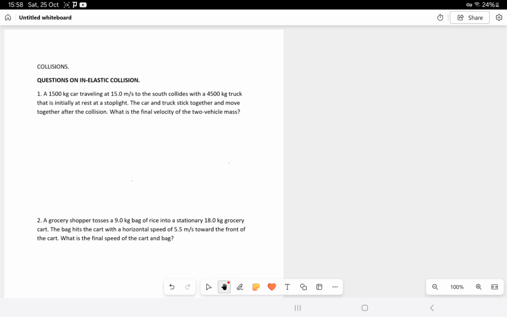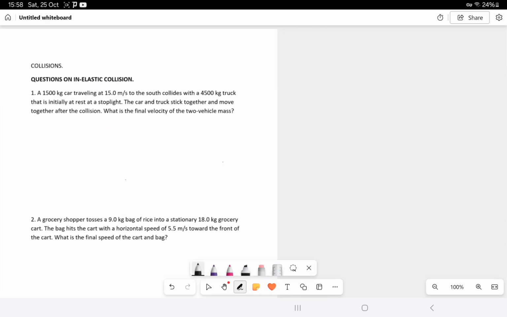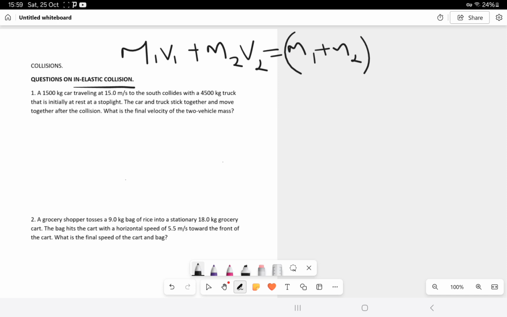We are going to look at some questions involving elastic and inelastic collision. For inelastic collision, the main formula is M1 V1 plus M2 V2 is equal to M1 plus M2 into V common. V common is the velocity at which the particles move immediately after colliding.